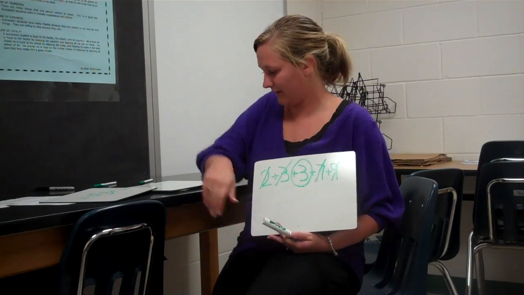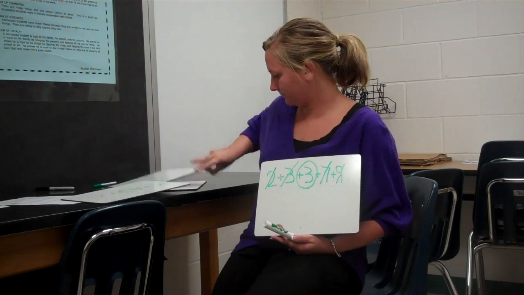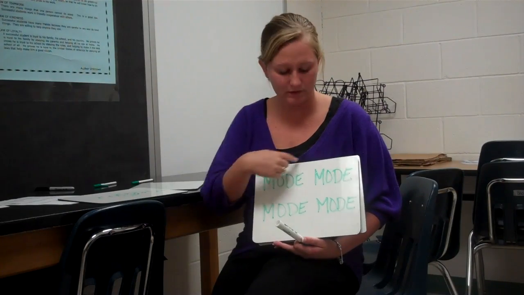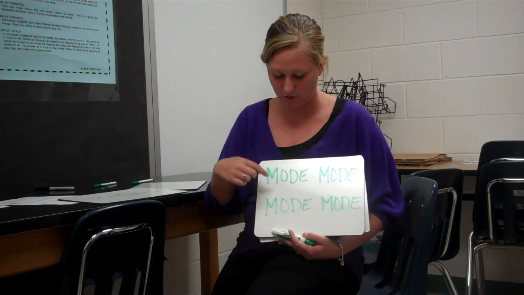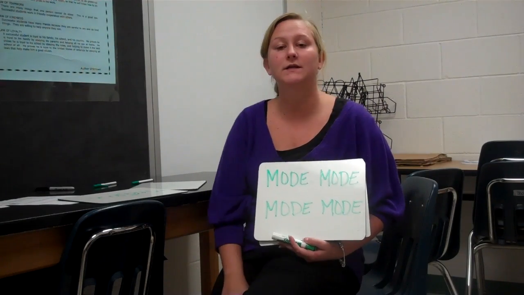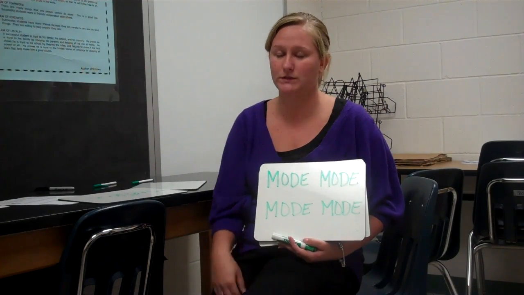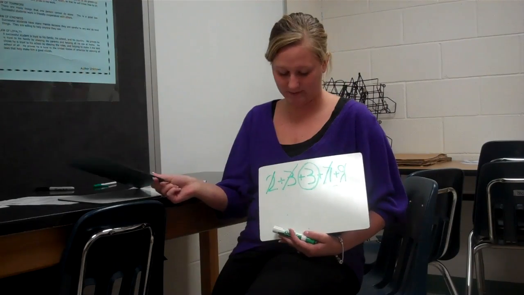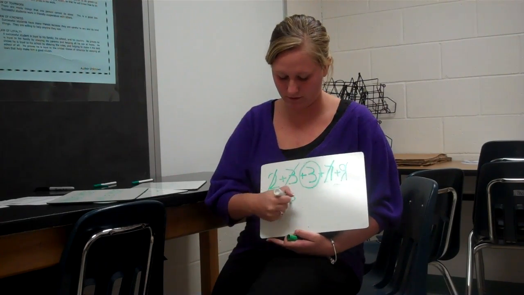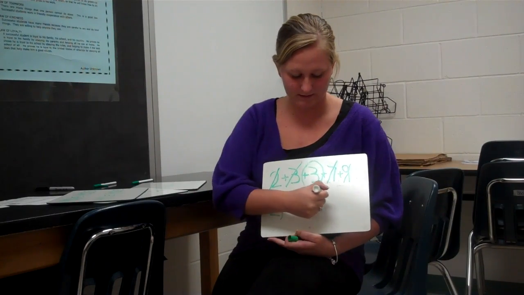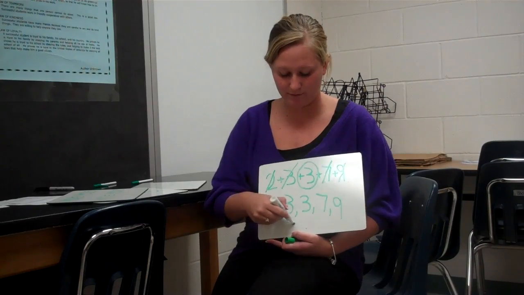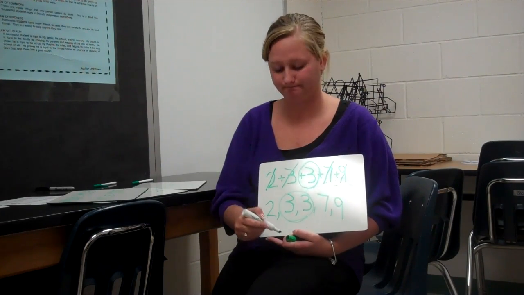The next one that we're going to find out is the mode. This is the number that occurs the most. This is something to help you. See, mode is 4 times. Mode, mode, mode, mode. It is the number that appears the most in the set of data. So here's my set of data: 2, 3, 3, 7, 9. The mode would be 3 because we have 2 of them.